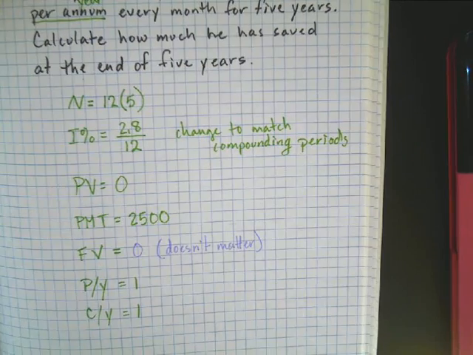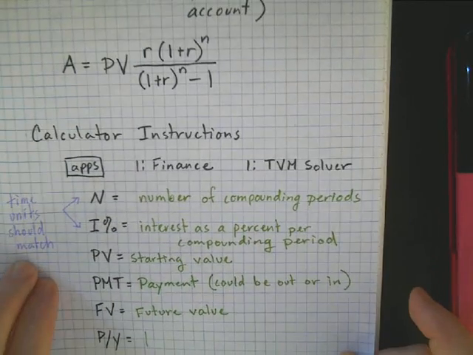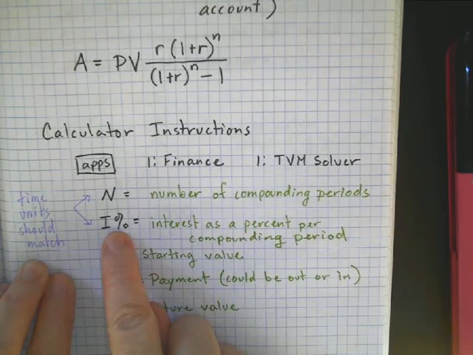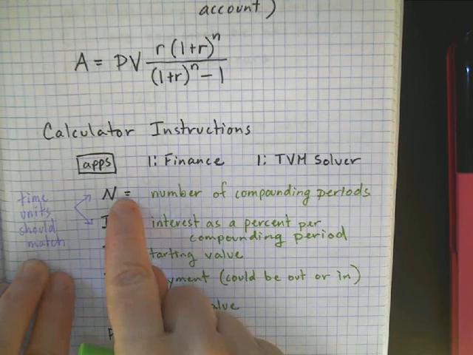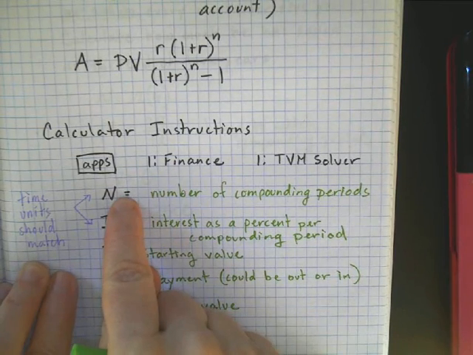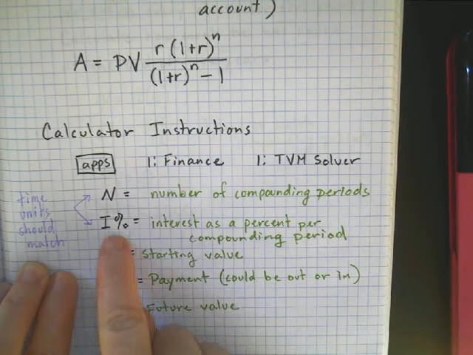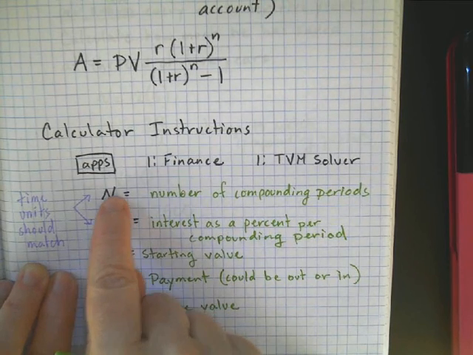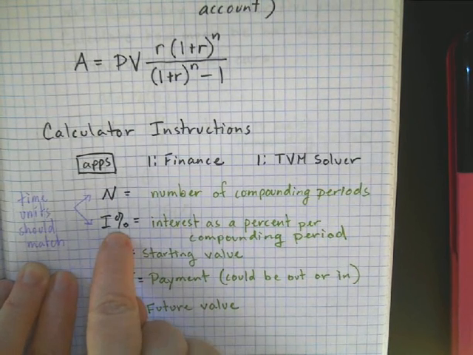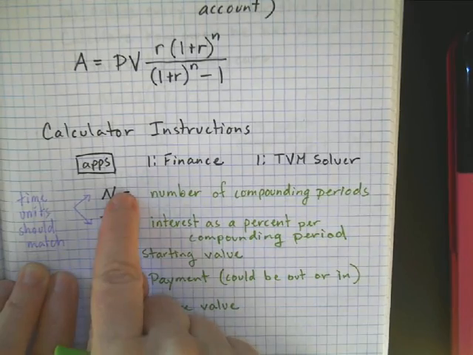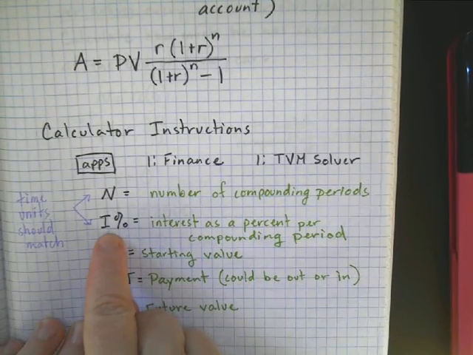Okay, I wrote that over here also. The time units should match. So if it's interest per month, compounding periods should be in per month, number of months. If this is number of years, if it's 5 years, and you're compounding it just once a year, then this should be written as interest per year.